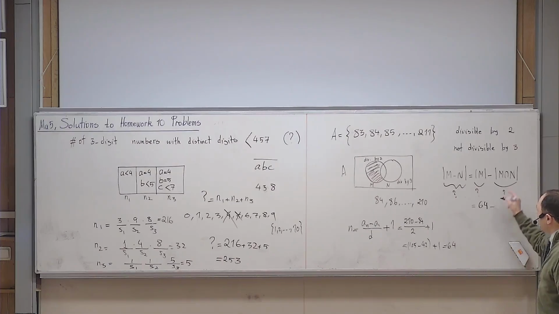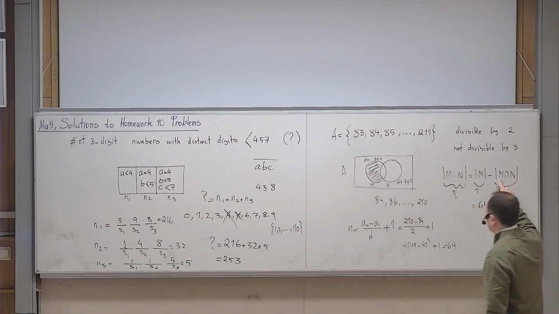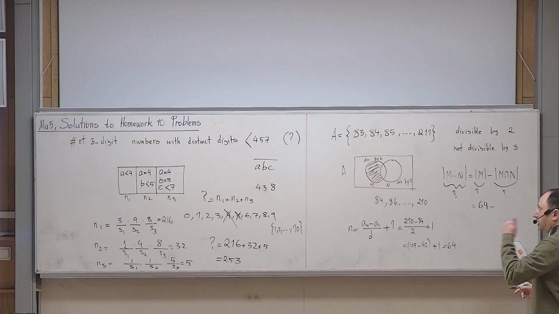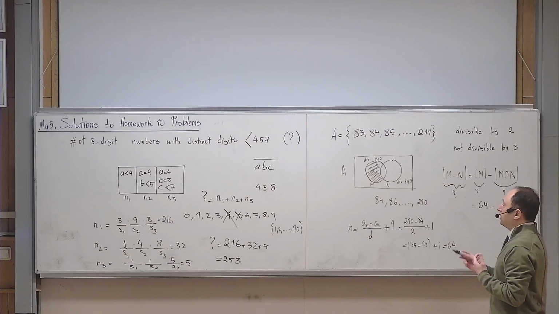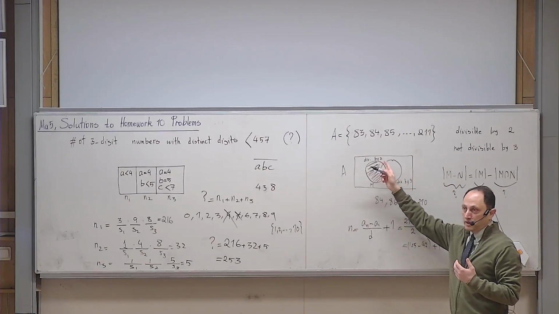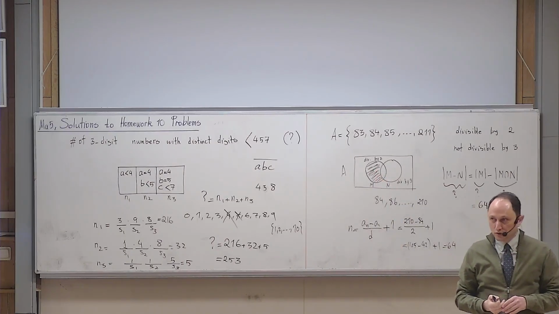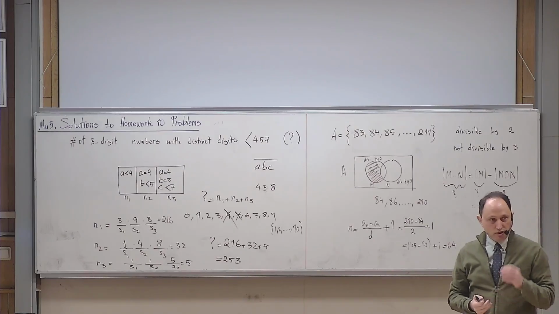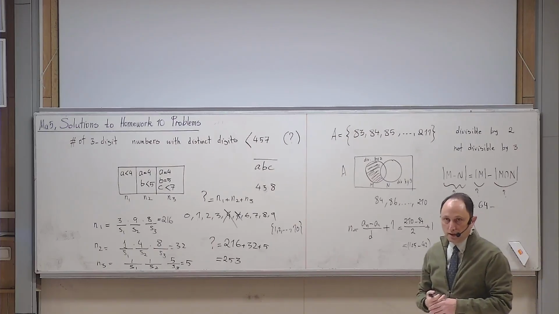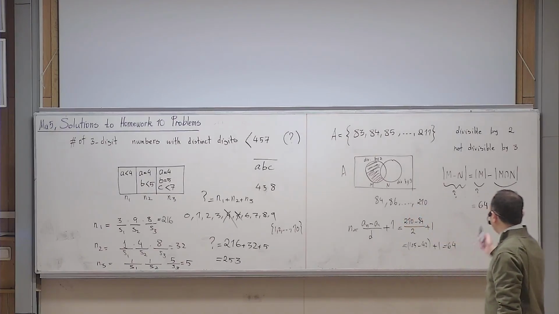But how can I count the number of elements here, exactly the ones which are both in M and N simultaneously? In other words, the number of elements in this list which are both divisible by 2 and 3. But we learned this in number theory. A number is divisible simultaneously by 2 and 3 if and only if the number is divisible by 6. So that is the interpretation.